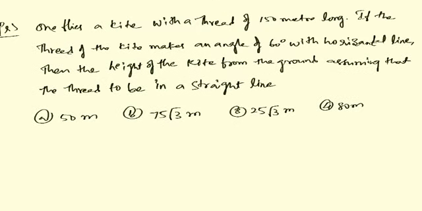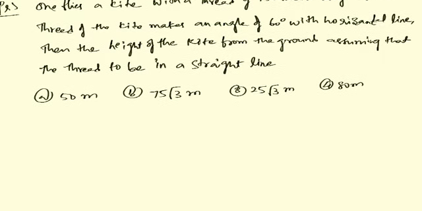I will be discussing the problem. I'm reading out the problem. One flies a kite with a thread of 150 meters long, and if the thread of the kite makes an angle of 60 degrees with the horizontal line, then the height of the kite from the ground, assuming that the thread is in a straight line.